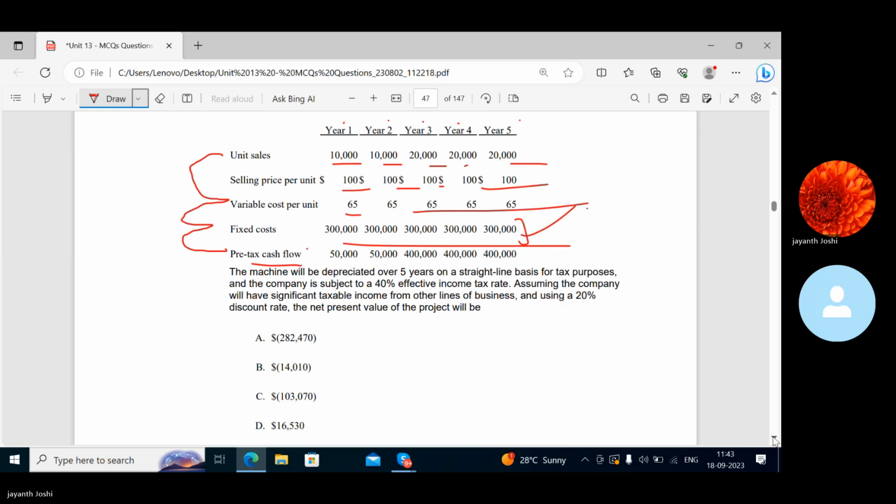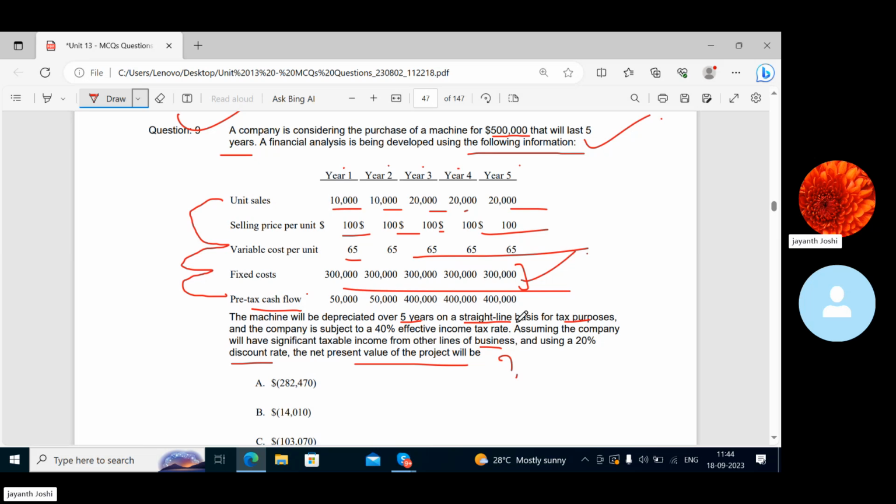The machine will be depreciated over 5 years on a straight line basis for tax purposes. The company is subject to a 40% effective income tax rate. Assuming the company will have significant taxable income from other lines of business and using a 20% discount rate, what is the NPV? Can you do this?